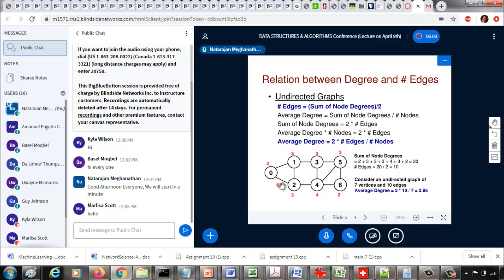So if you want to cross check here for the small graph, it will be 10 edges: 1, 2, 3, then 4, 5, 6, 7, 8, 9, 10 edges. So that's the relationship. If you just sum all the node degrees and divide that sum by 2, that will get you the number of edges in the graph. And we can also compute the average degree as 2 times the number of edges divided by the number of nodes.